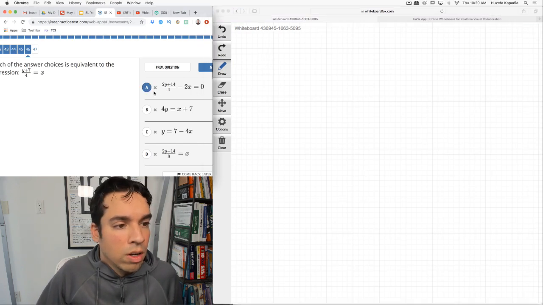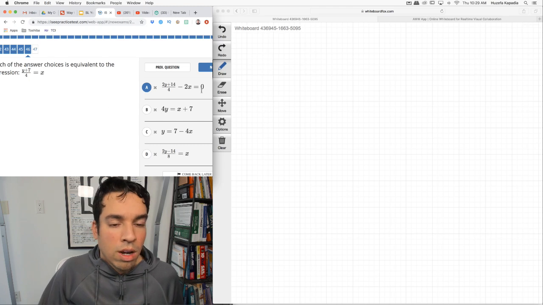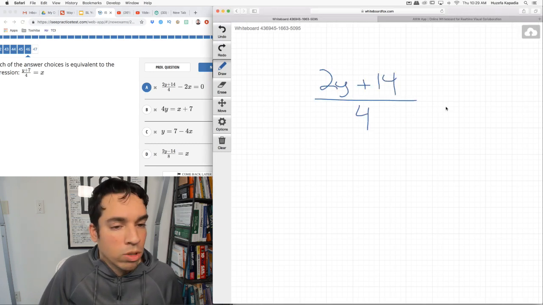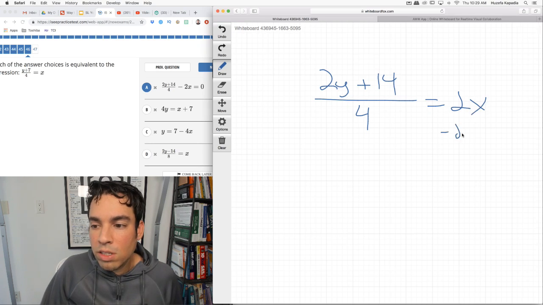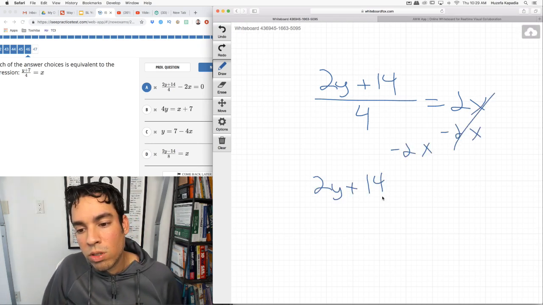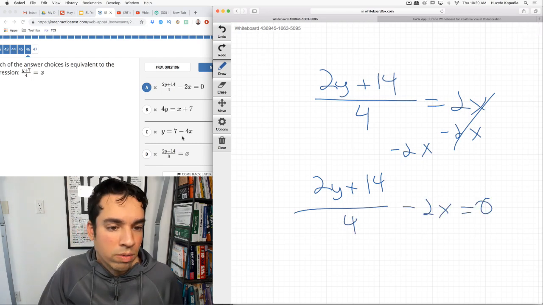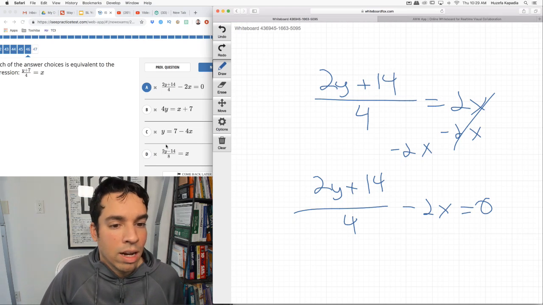It's this one, because if I multiply this entire equation by 2, I know this is equivalent. Watch. If I multiply this entire equation by 2, I get 2y plus 14. Just multiply the numerator. We don't multiply the denominator. Equals 2x. Then if I subtract 2x from both sides, I get (2y plus 14) over 4 minus 2x equals 0, and I know it's equivalent. We could similarly eliminate these ones.